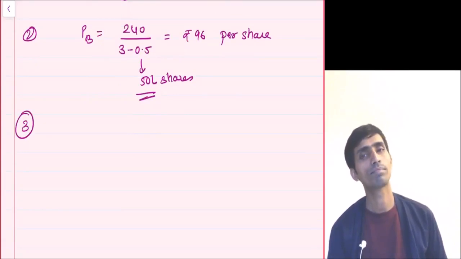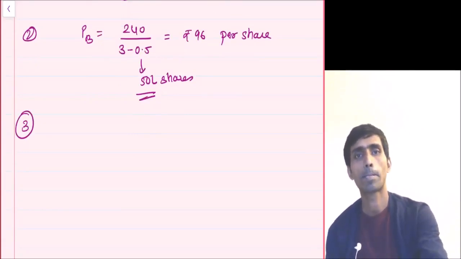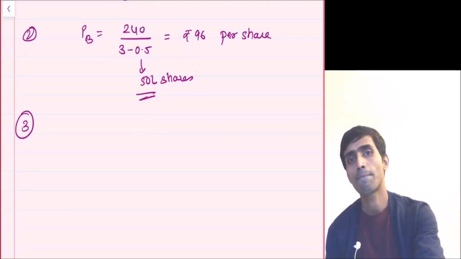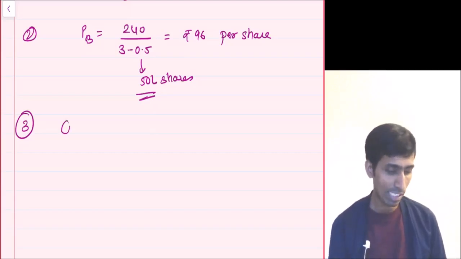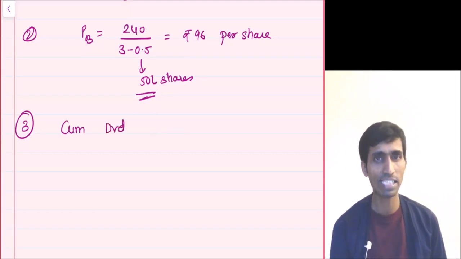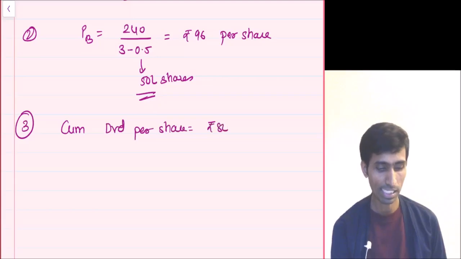Third part, if the company decides to declare a dividend, what will be the ex-dividend value per share, if the given market cap is cum dividend? Okay. So see, listen, cum dividend means dividend is included. The price is rupees 80 currently.